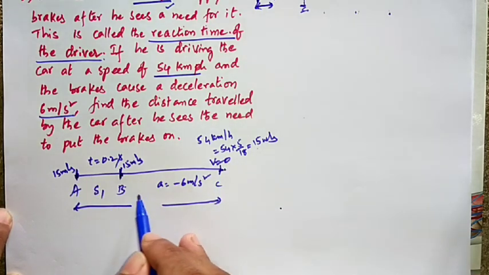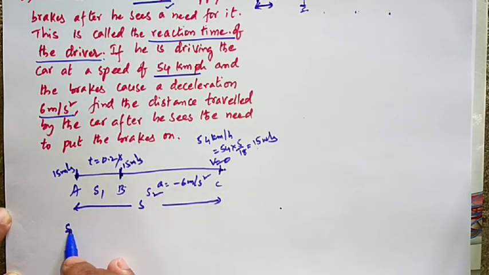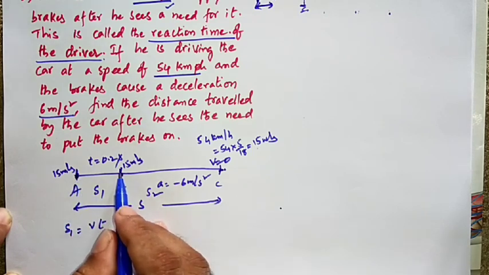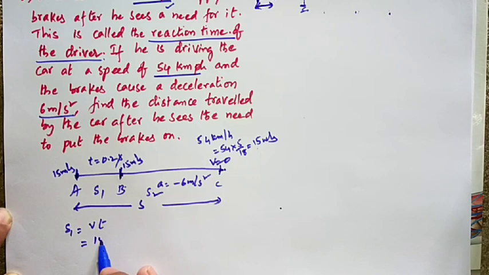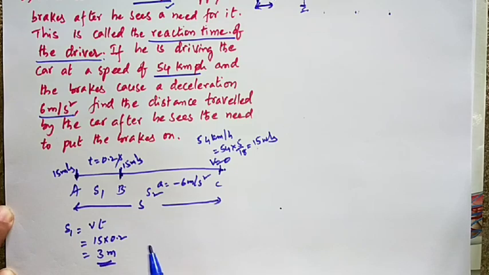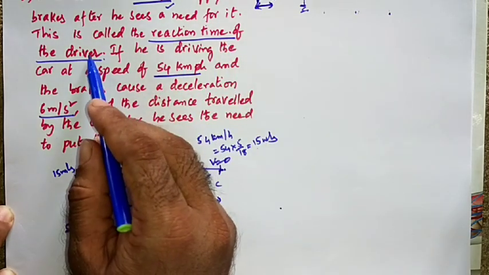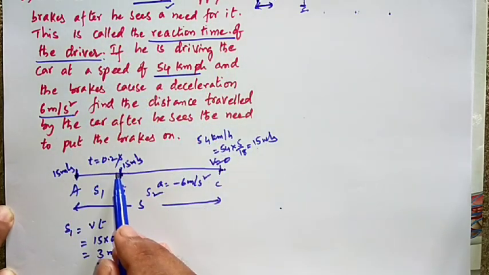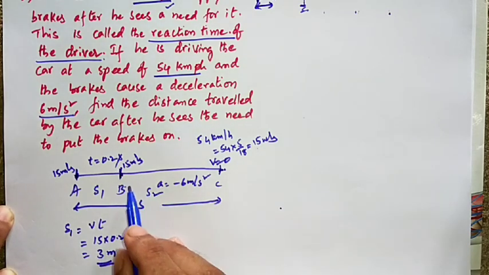Let us take this as S1 and this as S2. Now S1 is equal to what? Distance equals speed into time, because it is moving with uniform speed and there is no acceleration. That is 15 into 0.2. How much? This is 3 meters. So during the reaction time of the driver, the car travels 3 meters. Right, now S2 we need to calculate.